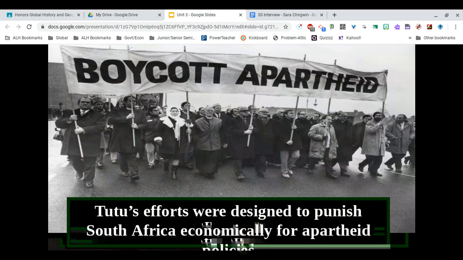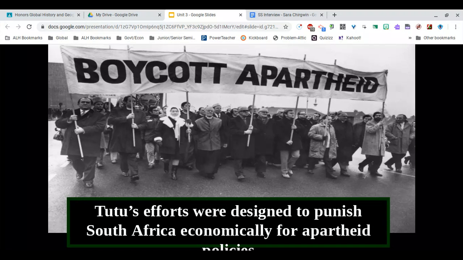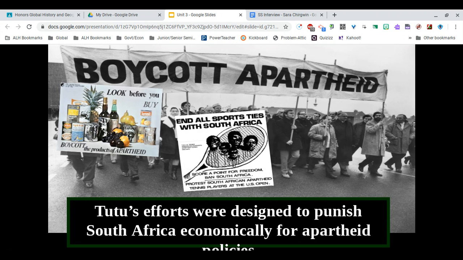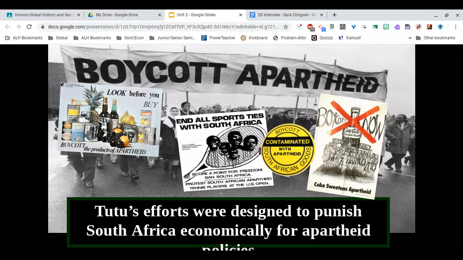Tutu's efforts were designed to punish South Africa economically for these apartheid policies. His focus was, how do we punish South Africa economically for what they're doing politically? So there would be posters out there: look before you buy, boycott the products of apartheid, end all sports ties with South Africa. Boycott South African goods, and it would say contaminated with apartheid. Coca-Cola, boycott now. Coke sweetens apartheid, because Coca-Cola was using sweeteners that were bought in South Africa.